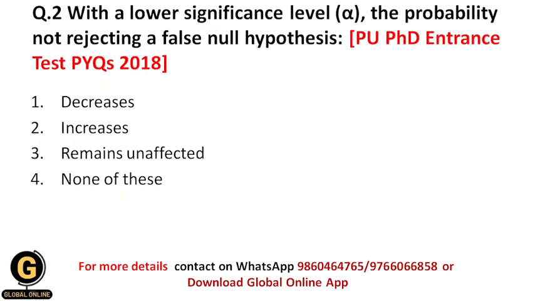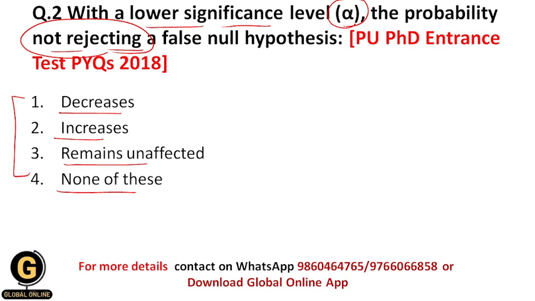With a lower significance level, the probability of not rejecting a false null hypothesis is, okay, so students, if there is a lower significance level, denoted by alpha, in that situation the probability of not rejecting a false null hypothesis is what? Whether it will decrease or increase or remain unaffected or none of these. Not rejecting means what? You are accepting, right? So the probability of accepting a false null hypothesis.